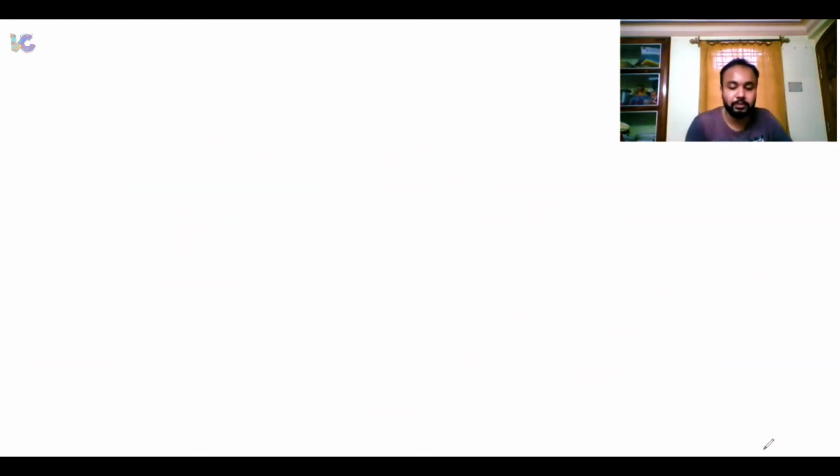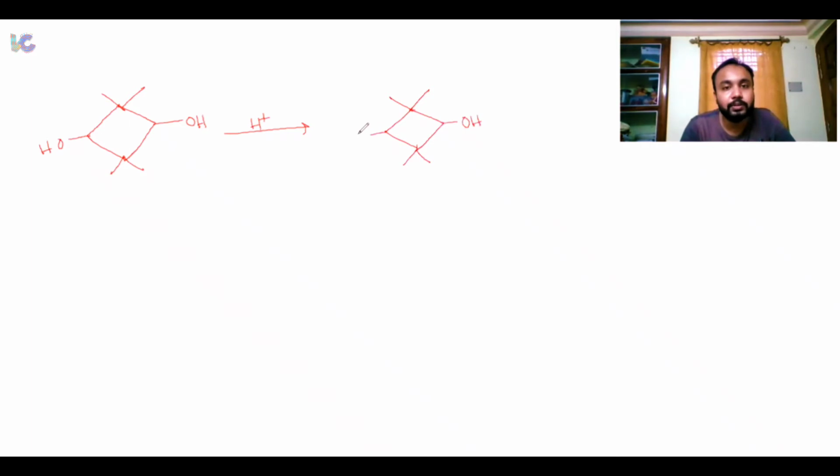Let's take an example. I have a system like this. You have an OH group on both sides, so it is a symmetrical system. But if we add one equivalent of acid, what will happen? One of the OH groups will get protonated. That means an OH2 group.